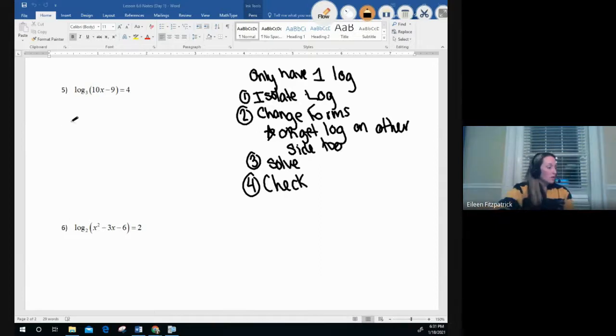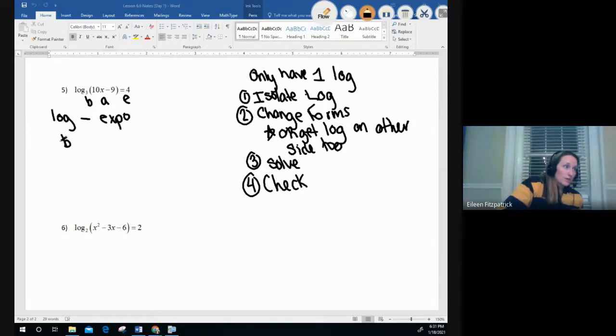Okay. So you're going to isolate the log. The log is as isolated as it can get because everything that's inside parentheses is stuck in there. So I'm going to change forms. You're going to go from bacon and eggs to exponential form. So log form to expo form. Remember, expo form is base raised to an exponent equals an answer. So it's 3 raised to the 4 equals 10x minus 9. Now, this is an equation that you can easily solve.